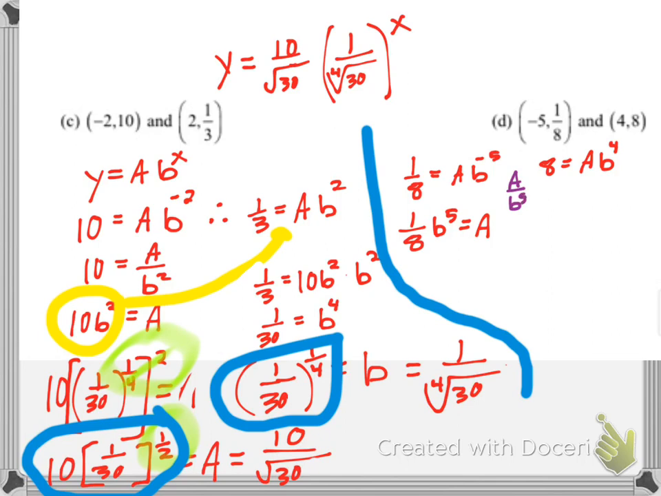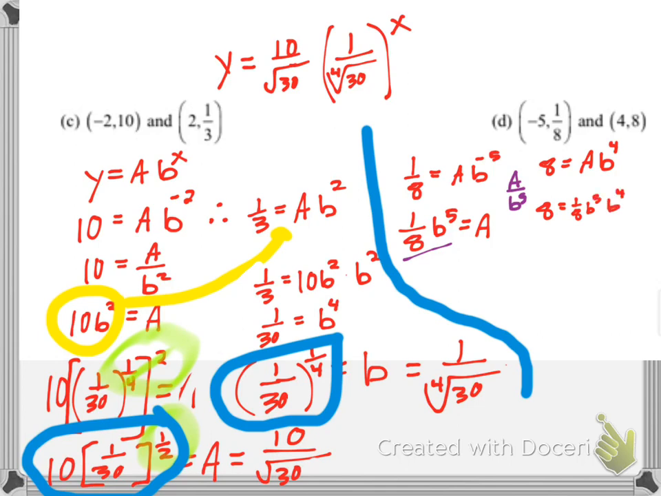Okay, and if I multiply both sides by that b to the fifth, you get what you see right here on the left-hand side. So a times b to the negative fifth is the same as a over b to the fifth. And then if I multiply both sides by b to the fifth, we get 1/8 b to the fifth equals a. Okay, that's our a. We can use it anytime, anywhere.